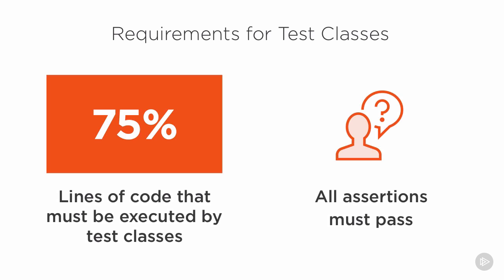There are 2 requirements for test classes, and up until now, we've only really satisfied the requirement on the left, 75% code coverage. As for the requirement on the right, well, we've always just ignored it. We can't have an assertion fail if we don't make any assertions. So we've conveniently skipped this requirement.